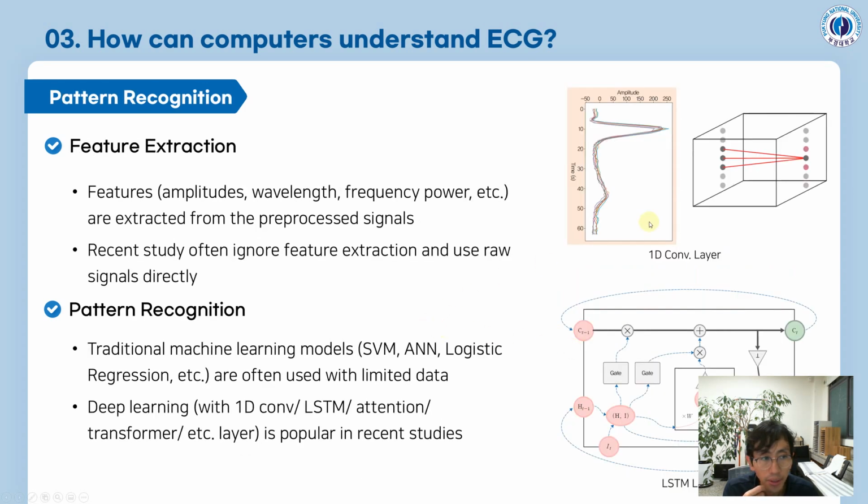And after that, we can extract some features from this signal, like amplitude, wavelength, frequency, power, and so on. Those features are extracted from the pre-processed signals. And as I told you, some recent studies often ignore this feature extraction and just use the raw signal directly. And after that, the last process is pattern recognition.